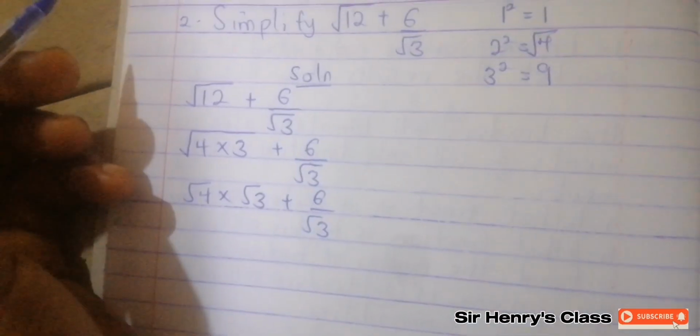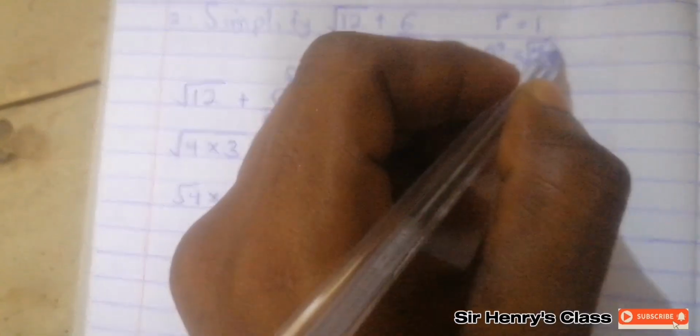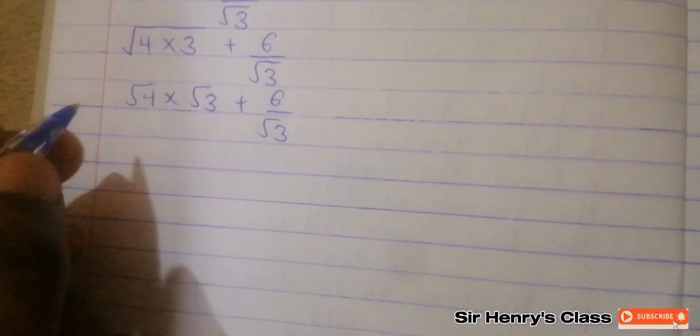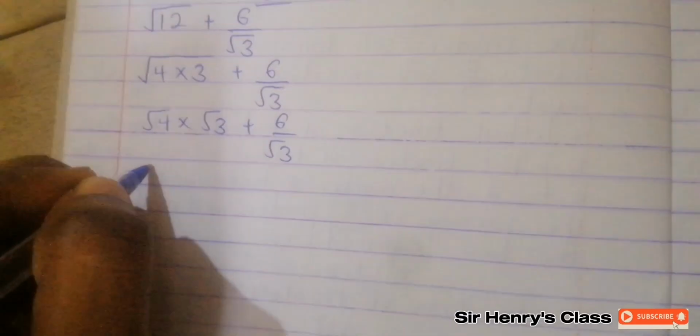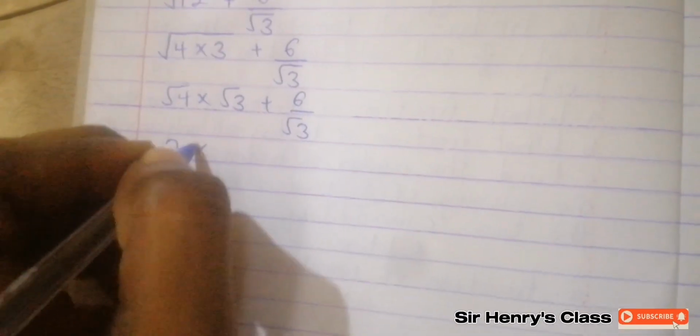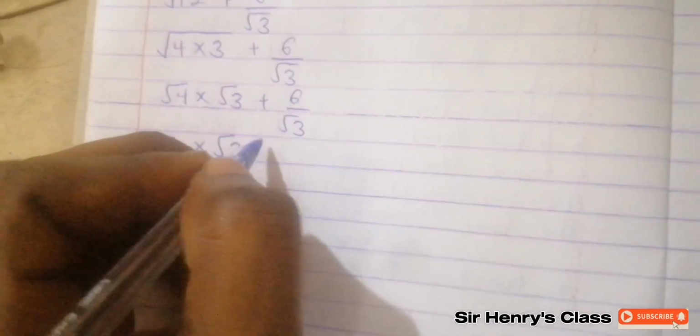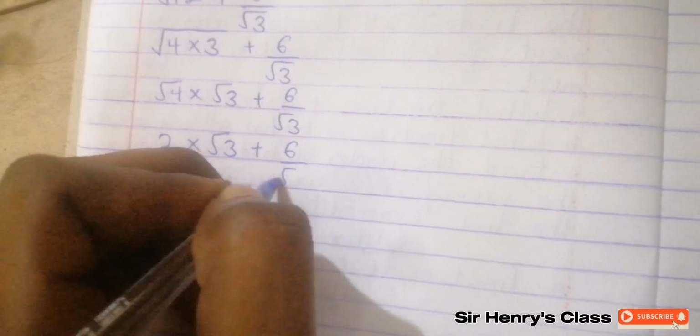Simply because when this is given a root, you see, so squared here, we square this one also. So square will cancel the root, that is 4. So square root of 4 will give us 2. Alright, so let's continue. So we have square root of 4 giving us 2 times root of 3 plus 6 all over root 3.